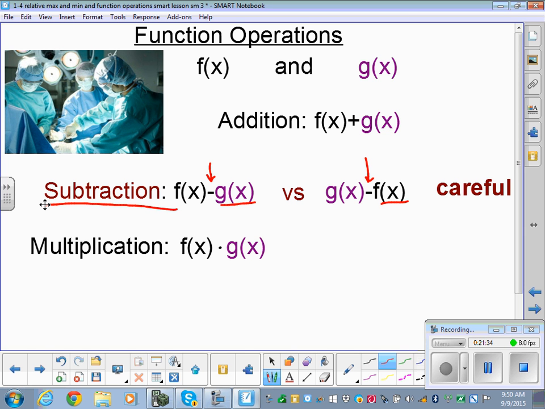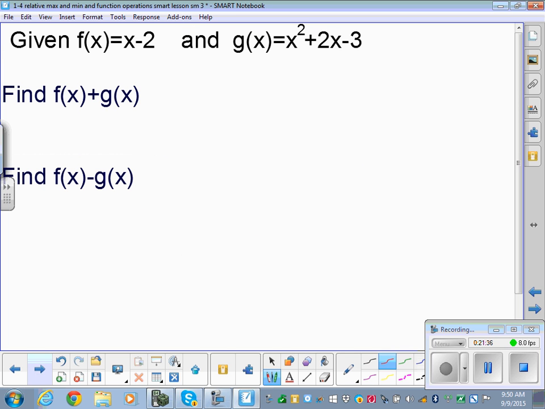Okay, let's practice this. So given f of x is equal to x minus 2, and g of x is equal to x squared plus 2x minus 3. We're going to do these couple of things. Now, some of you are saying, I already know how to do this, so I'm not going to pay attention. Do not do that, okay? Or else I'm not going to hand out the worksheets anymore. Because I'm doing these for a reason, not just to be up here talking, okay?